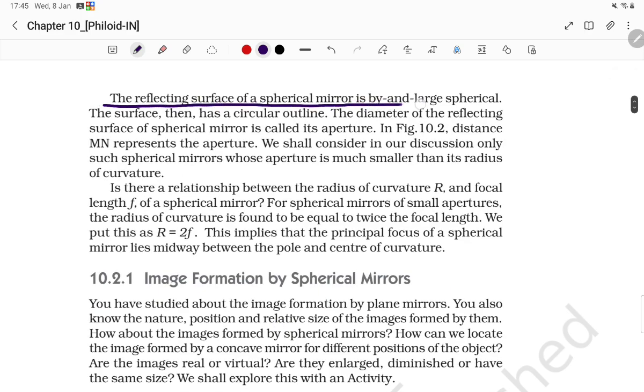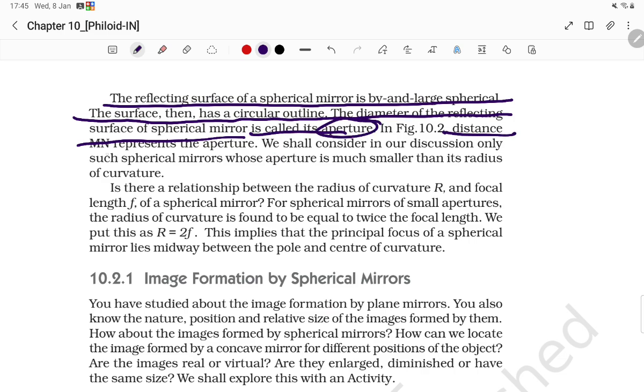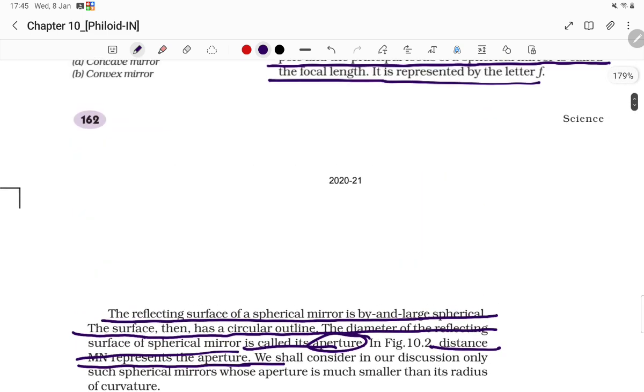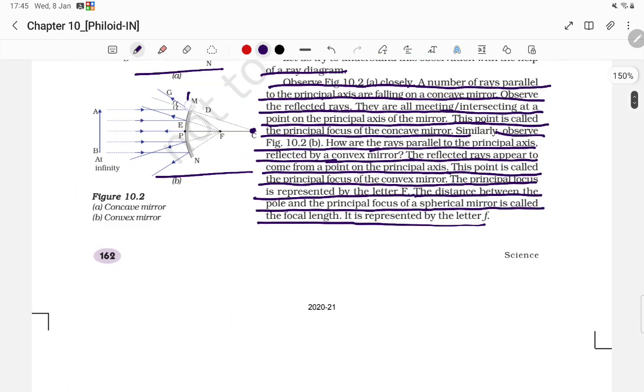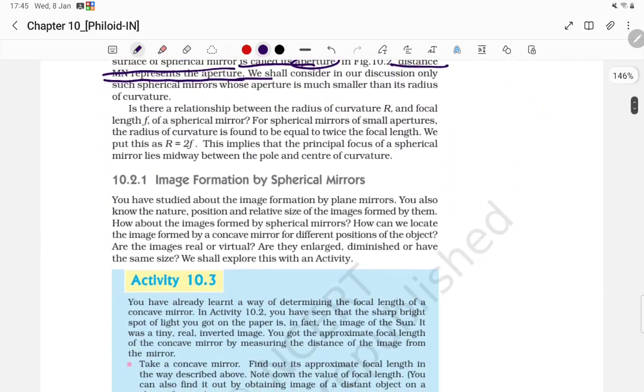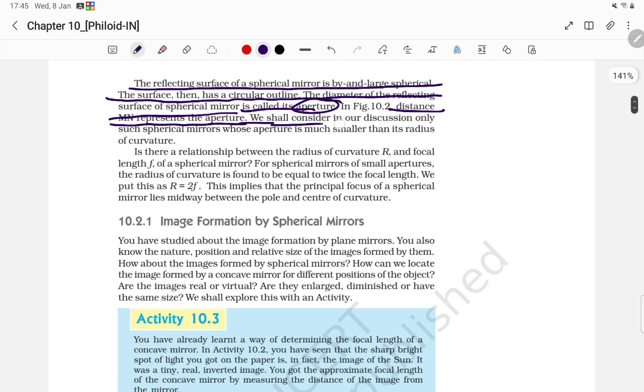The reflecting surface of a spherical mirror is by and large circular. The surface then has a circular outline. The diameter of the reflecting surface of the mirror is called the aperture. Distance MN represents the aperture. So which one is MN, student? So this is the M and this is the N, that is called, student, aperture. We shall consider in our discussion only such spherical mirrors whose aperture is much smaller than the radius of curvature.